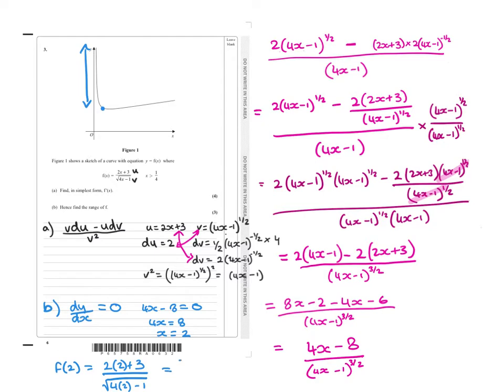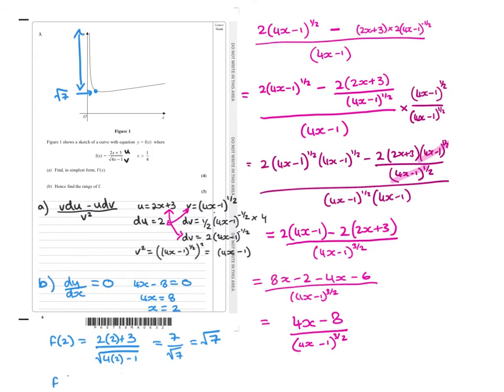What's 4 plus 3? It's 7. 8 minus 1 over root 7. Okay, we need to rationalise the denominator here. If we multiply the numerator and denominator by root 7, we actually just get root 7. So we know our function is always going to be greater than, this point here must be root 7. So our range of values for f of x is always going to be greater than or equal to the square root of 7.